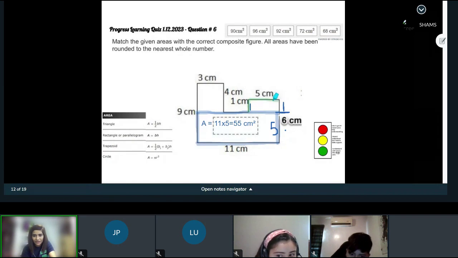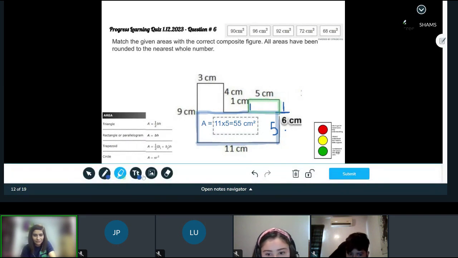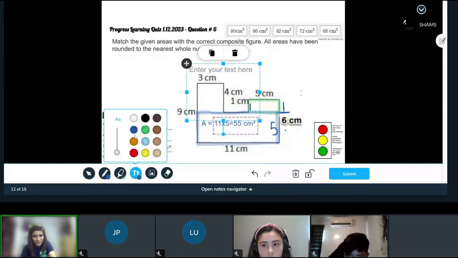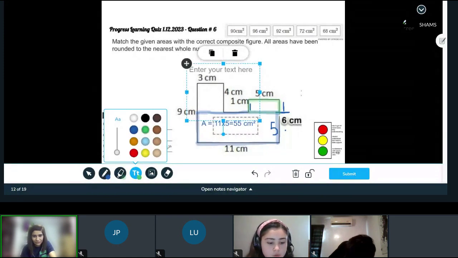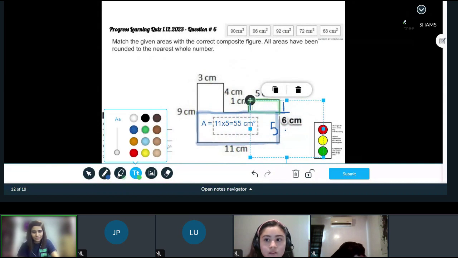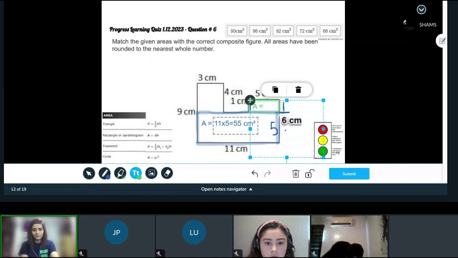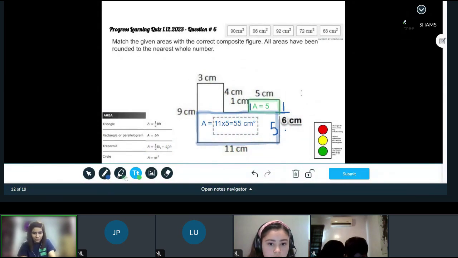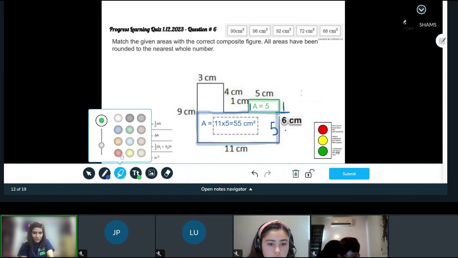So this side is 5, and the height is 1. The green one is a 5 by 1. 5 times 1 will give me an area of 5, right? 5 by 1 is an area of 5. I'm going to put 5 inside here for area equals 5. And there's still one more rectangle to go. Let's shade that one and see how much the area is for that.